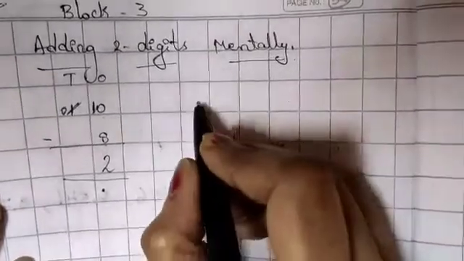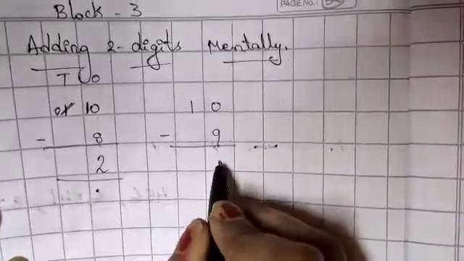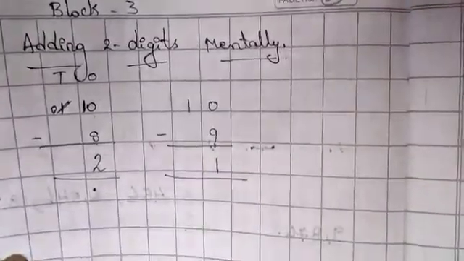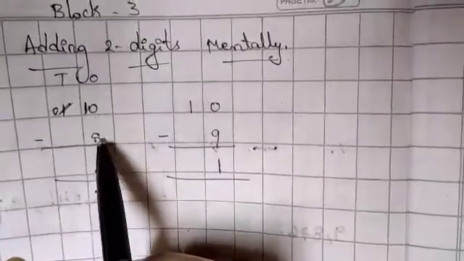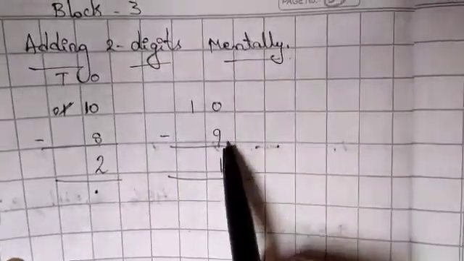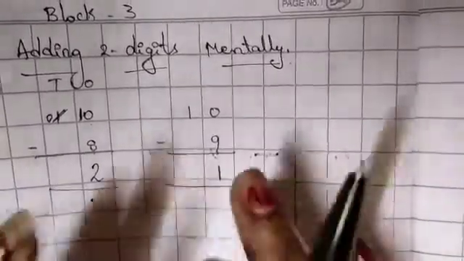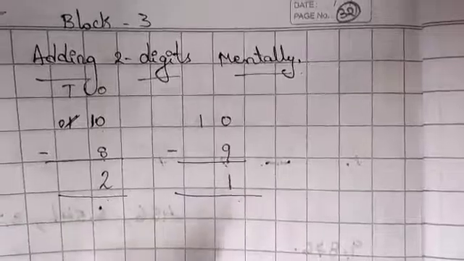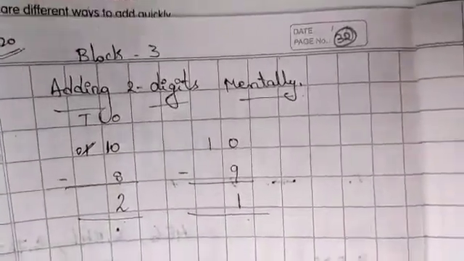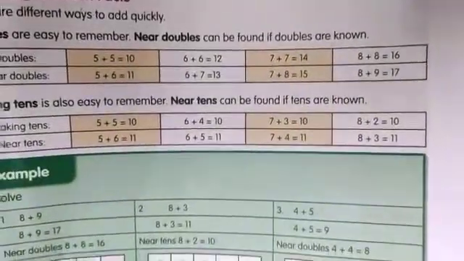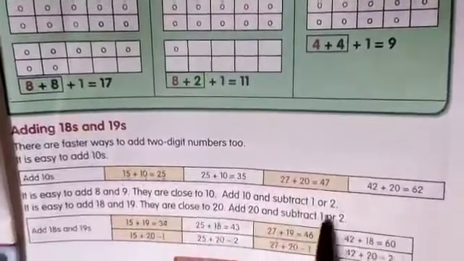Same like this, 10 minus 9. If you do 10 minus 9, you will get the remainder as 1. Right? 10 minus 8 will be 2. 10 minus 9 will be 1. You have to keep this in your mind children. Then only you are going to do adding 18s and 19s. Right? So children, in this example, look at the next line.